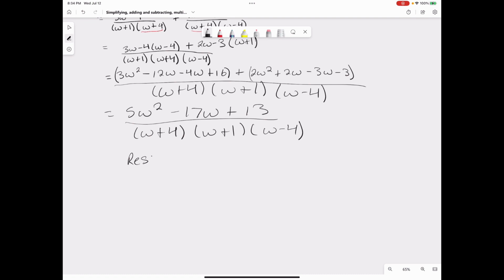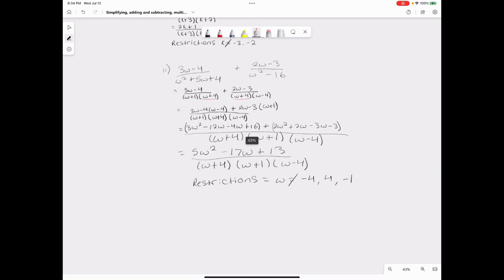Our restrictions: w cannot equal negative 4, positive 4, and negative 1. And this comes from w plus 4, w plus 1, and w minus 4.